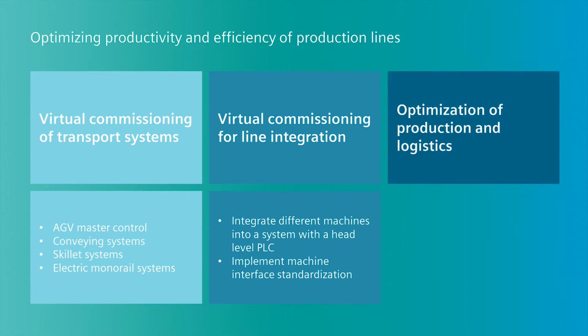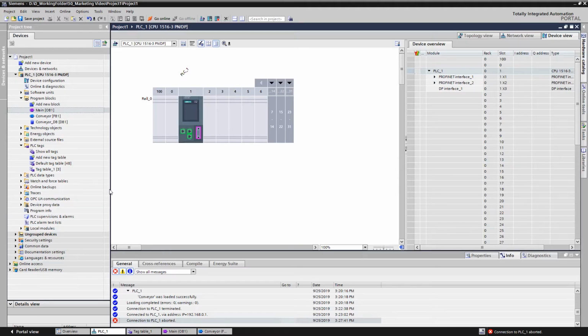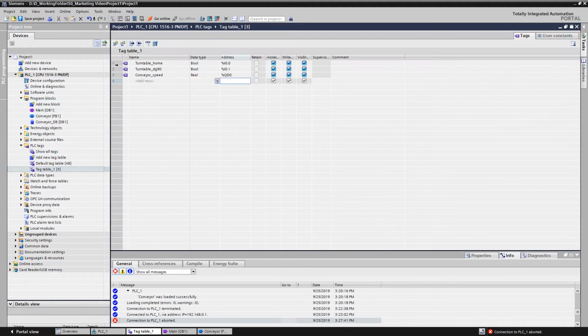Finally, the combination of Tecnomatix Plant Simulation and PLCSIM Advanced can be used to optimize sensor positioning, routing strategies, or to evaluate process alternatives. Let's see how you can create a sensor in Tecnomatix Plant Simulation on a conveyor and connect it to the automation code programmed in TIA Portal to control the conveyor speed.